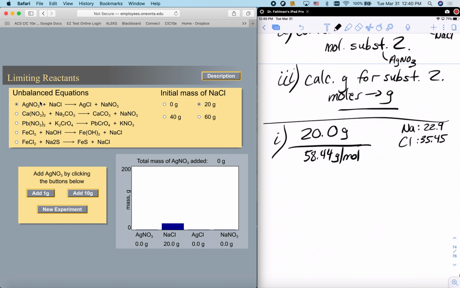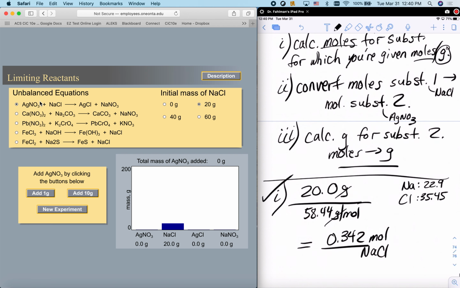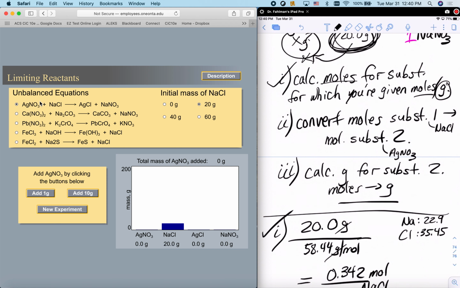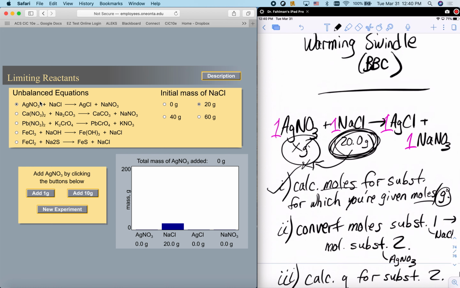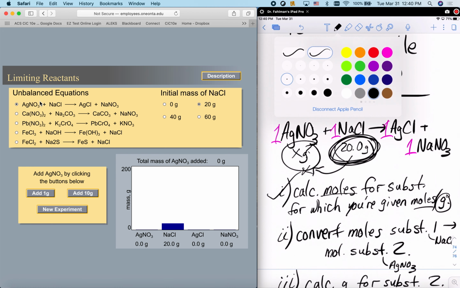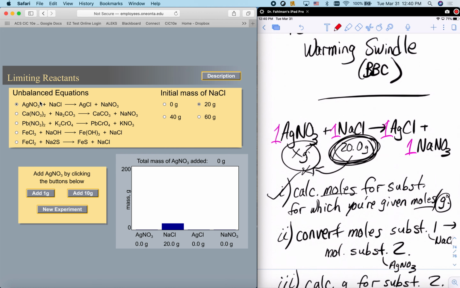Okay, and so then grams will cancel, and you'll end up with 20 divided by that, which is 0.342 moles of sodium chloride. Okay, so that's step 1 done. Okay, so now we have to convert moles of, I know I'm scribbling a lot here, but I want to go from moles of this into moles of this one.